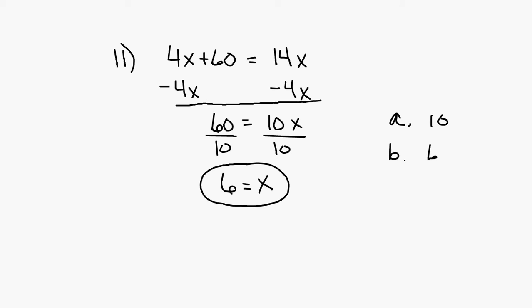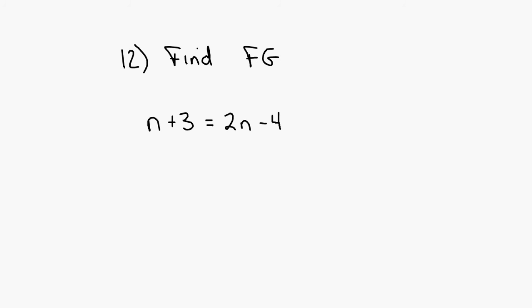All right, 12 and 13, same setup. They're telling you that DF bisects EDG. On number 12, they're asking you to find FG. F to G, that's the 2n minus 4. So you're going to take n plus 3, make it equal to 2n minus 4. This one right here is the FG.